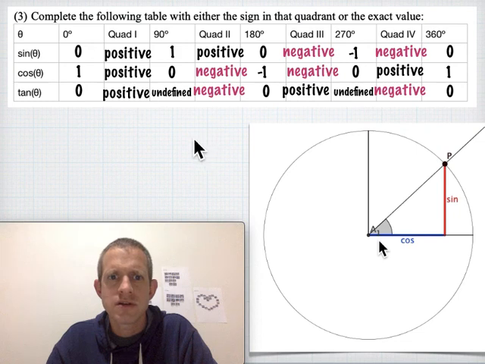I encourage you to imagine P as it rotates around and think your way through each of these different values of cosine and tangent. And then be sure to come back for our next video when we really start to graph all these things and produce the curves.